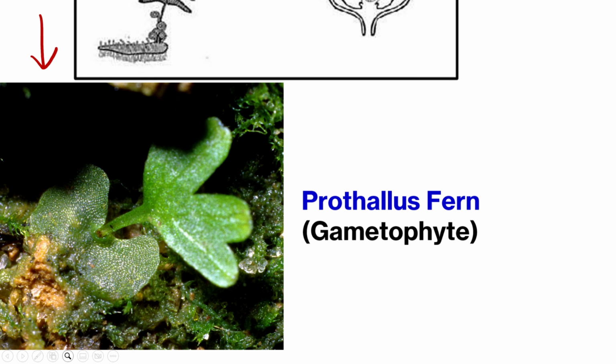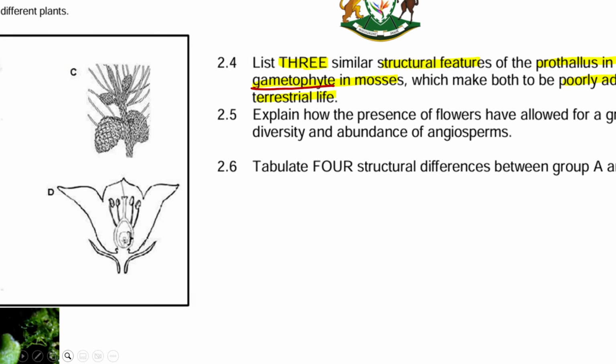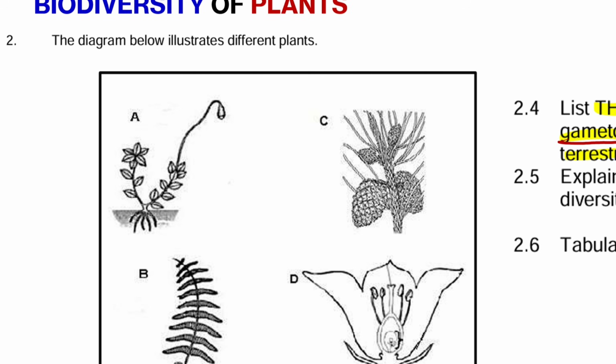Now they are comparing the prothallus fern to a gametophyte in mosses. A gametophyte in mosses, you can see it just from this diagram A. The gametophyte is just this lower part of the plant, the smaller part of the plant that doesn't have true roots.